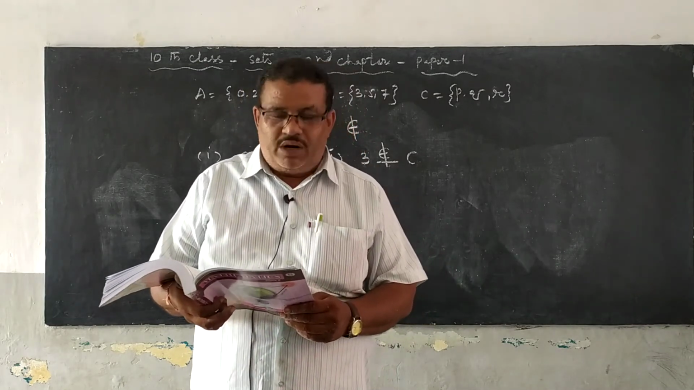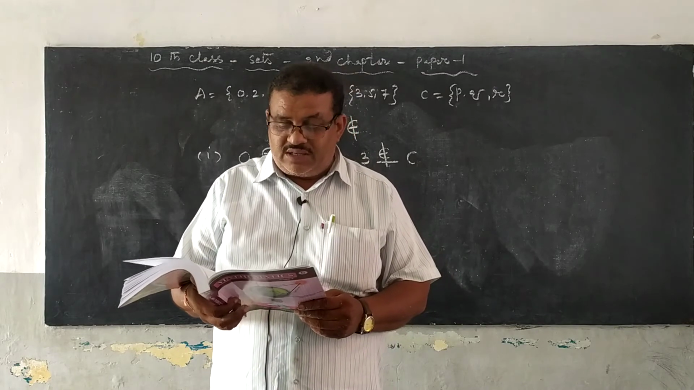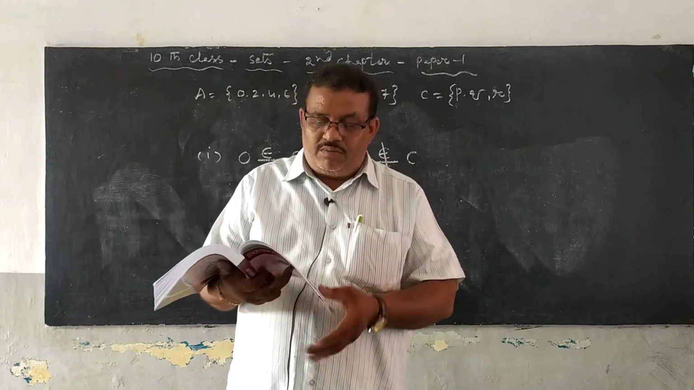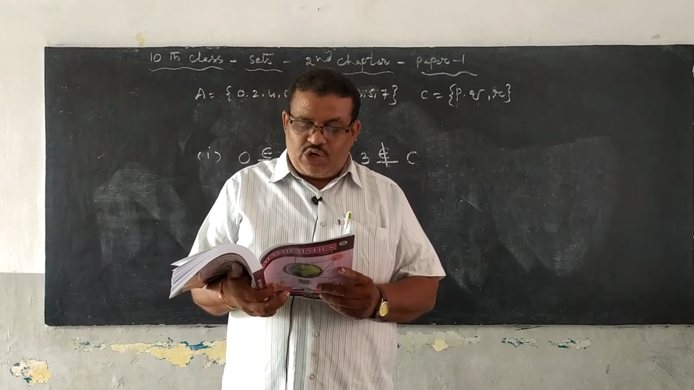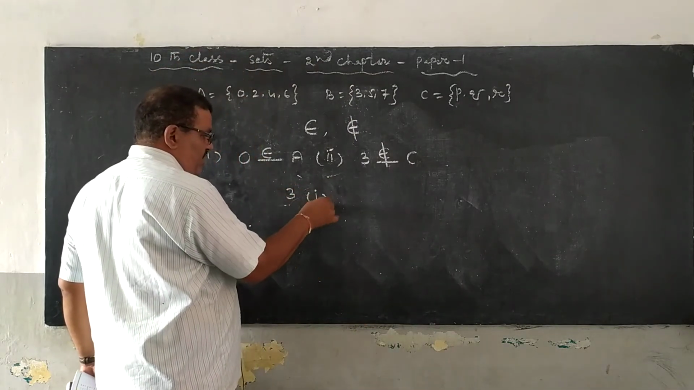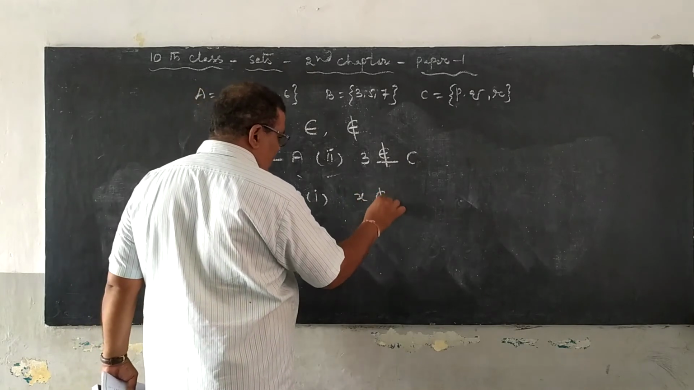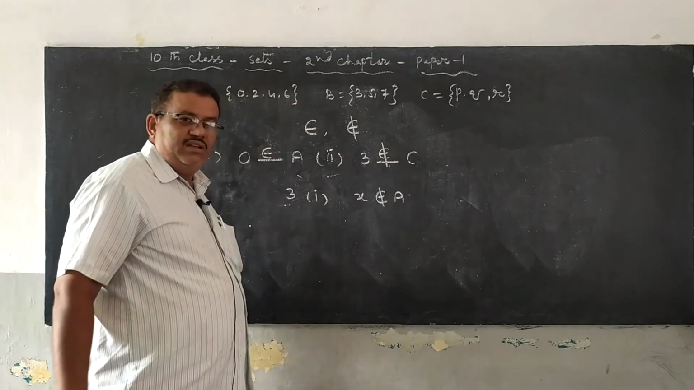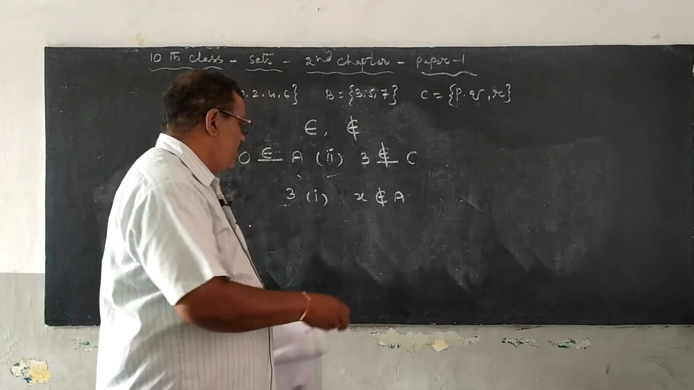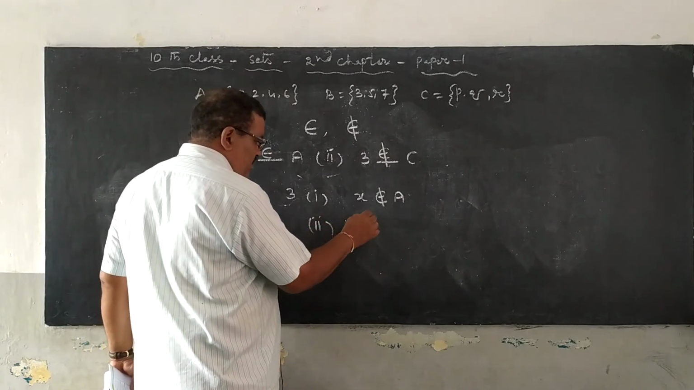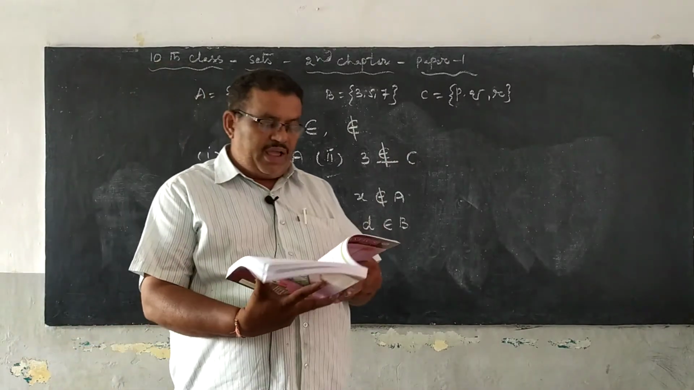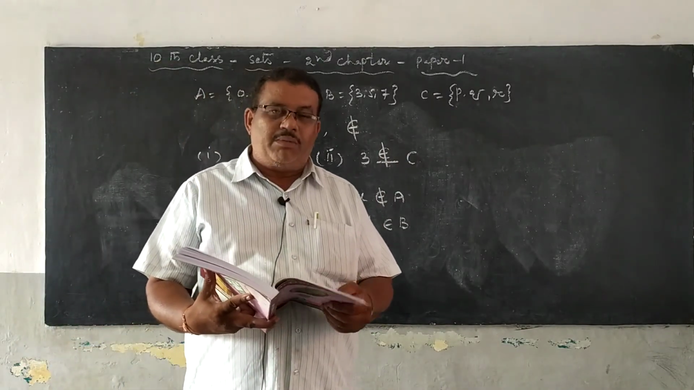Go to the third Roman. Express the following statements using symbols. Here they are given in verbal form, we have to write in symbolic form. The element X does not belong to A. Third Roman, first question: X does not belong to set A. This is the symbolic form of the verbal one. D is an element of set B, so D belongs to set B. Same like that, you have to do the 3 or 4 problems in the third Roman.